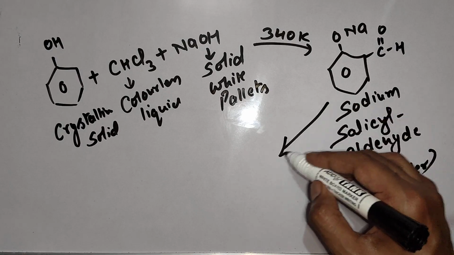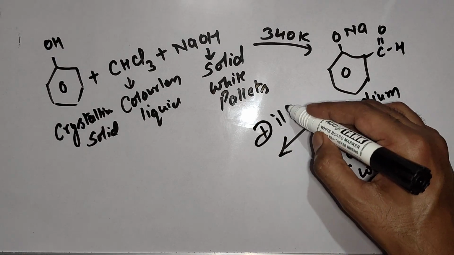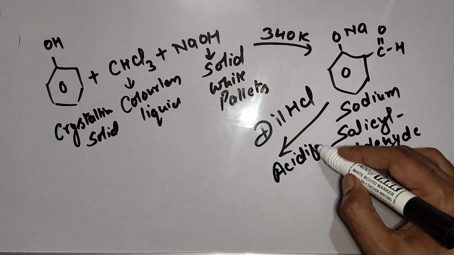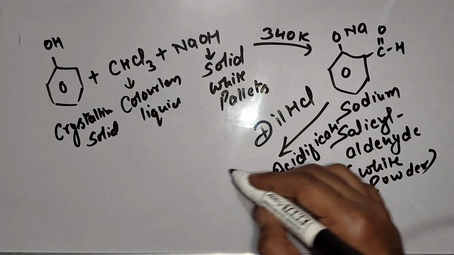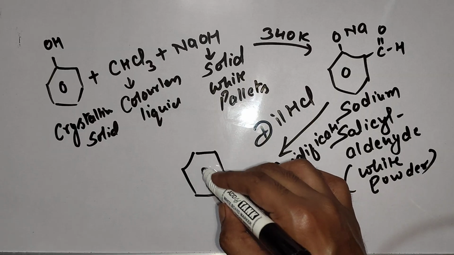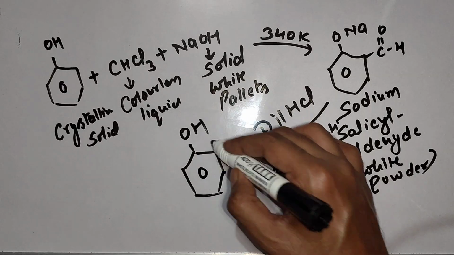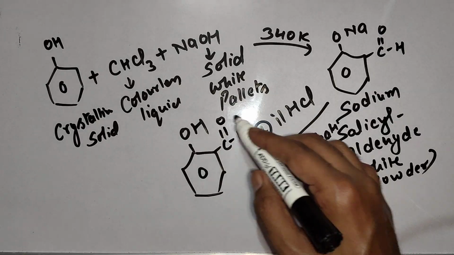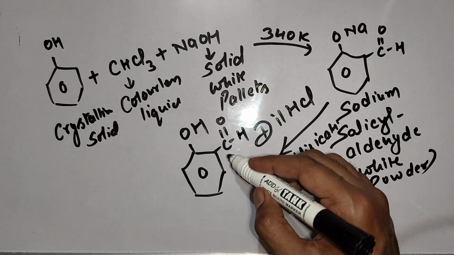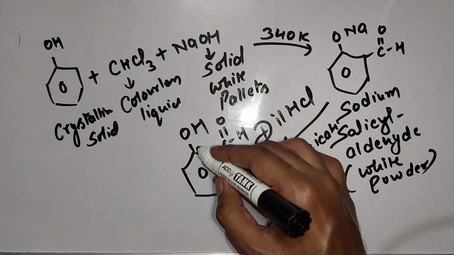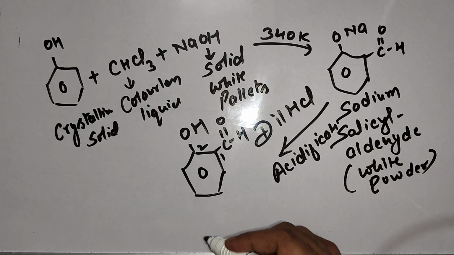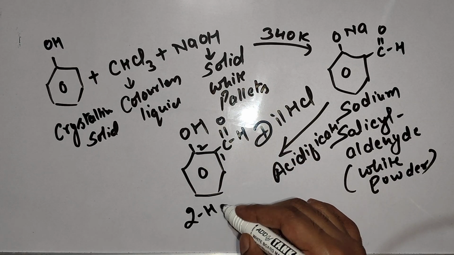Now this white powder will be treated with dilute hydrochloric acid, meaning acidification you have to perform. After acidification, the sodium will be replaced by hydrogen, rest of the molecule as it is. Now out of aldehyde and OH, aldehyde will be the main functional group. The numbering will start from here. So OH is working as a side chain, we will call it hydroxy. So the IUPAC naming will be 2-hydroxy.